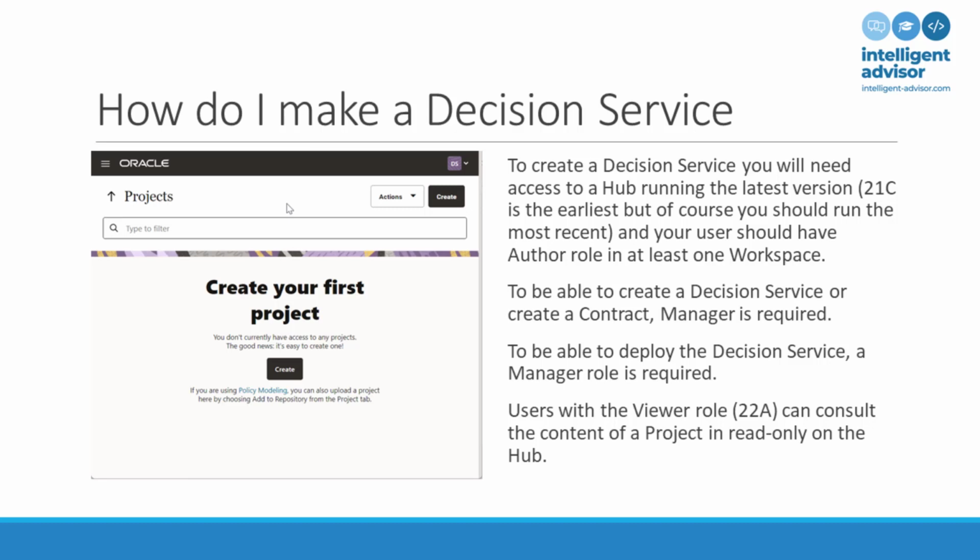And your user, if you want to edit an existing decision service, will have at least author role. If you want to create or deploy the decision service, you'll need a higher role, such as manager. The new role called viewer, which was introduced in 22A, can consult the content of a project in read-only mode and can access the endpoints, so they could find out the URL for testing the decision service. But as its name suggests, it's a read-only role.